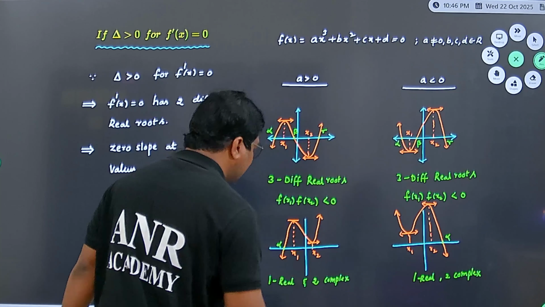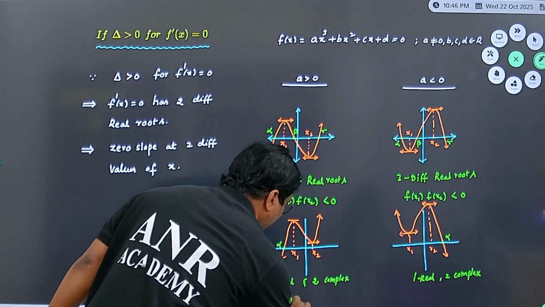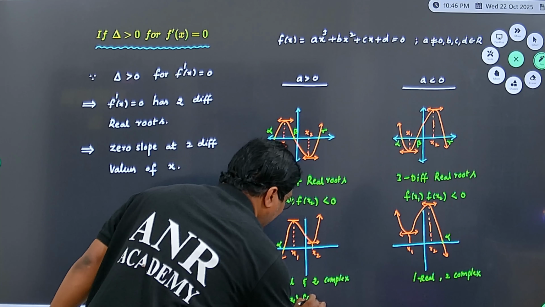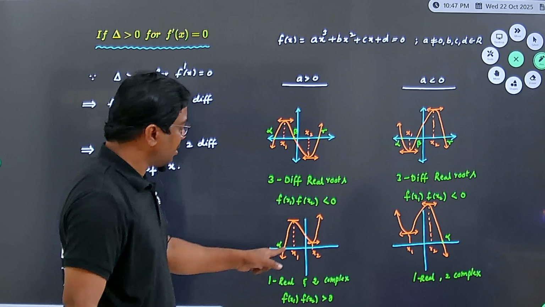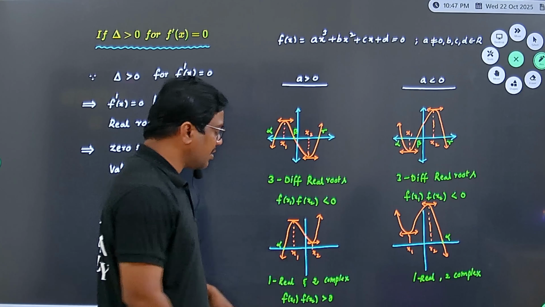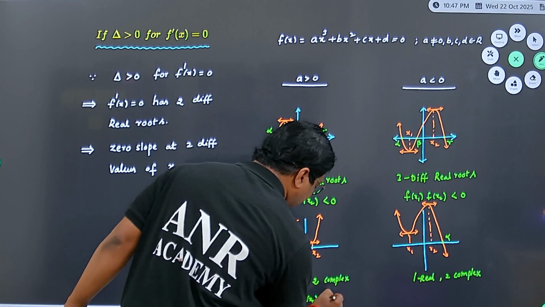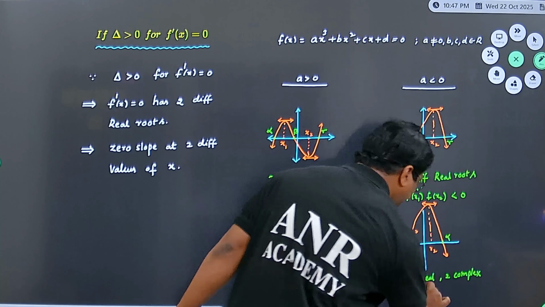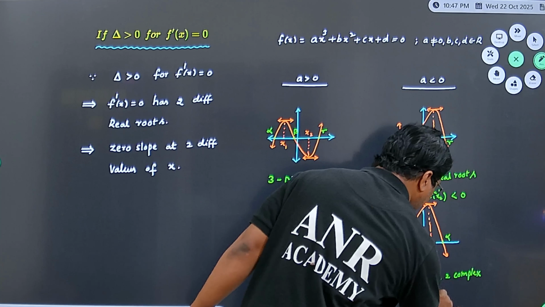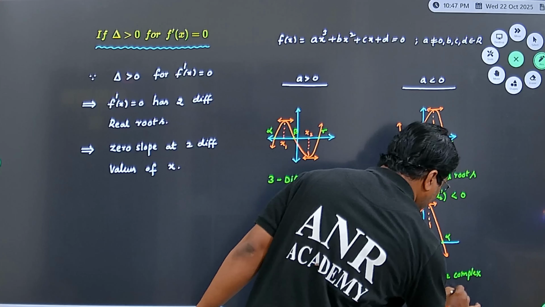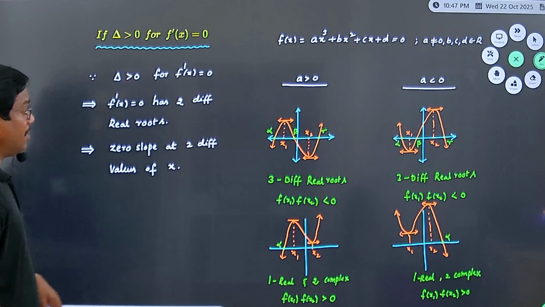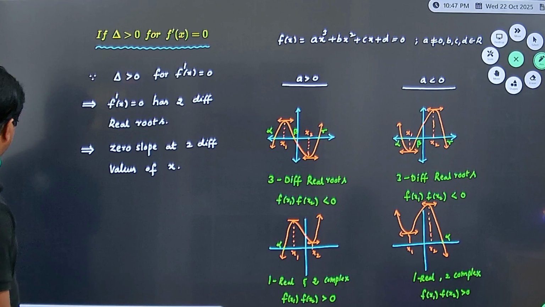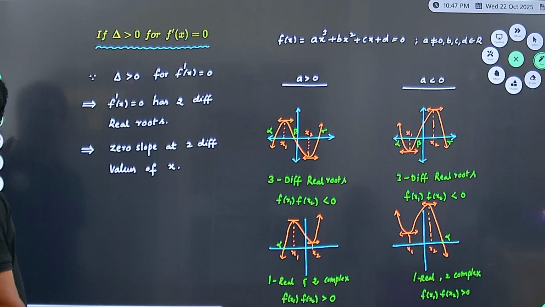Also here the condition f of x1 multiplied by f of x2 is greater than 0. Why? Because f of x1 is positive, f of x2 is also positive, so the product of these two is more than 0. Here f of x1 into f of x2 is more than 0. Next, the third case, for a more than 0, I am going to draw.